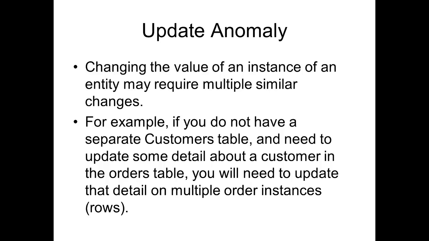Update anomaly is present if changing the value of an instance of an entity requires multiple similar changes. For example, if you do not have a separate customers table and need to update some detail about a customer, like their phone number, in the orders table, you will need to update that detail on multiple order instances, assuming that that customer placed multiple orders over time.